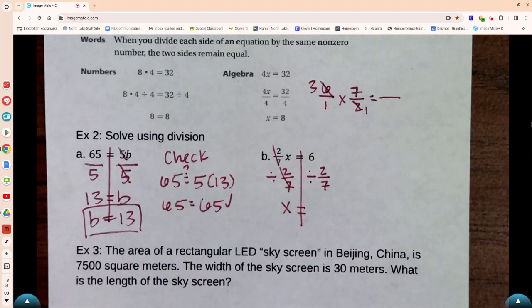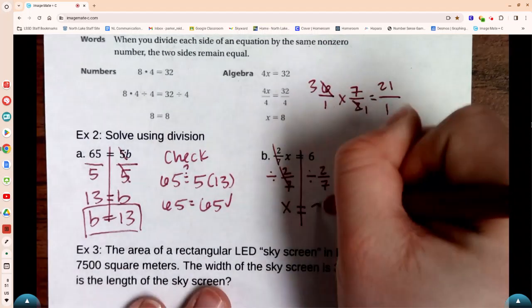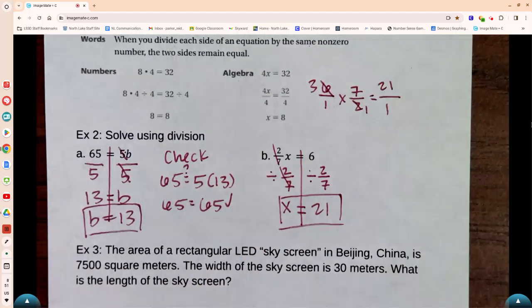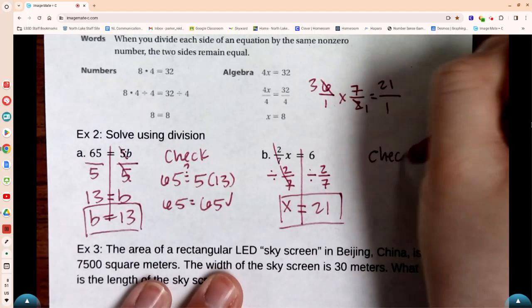When I multiply across, 3 times 7 is 21. 1 times 1 is 1. And 21/1 just equals 21. So that means x equals 21 is our solution. Again, not just 21, but x equals 21. And then I'm going to go ahead and check it to make sure that we did it correctly.